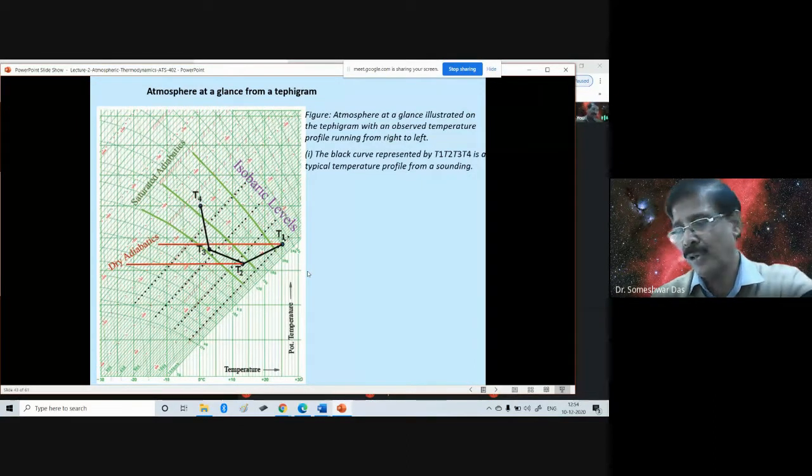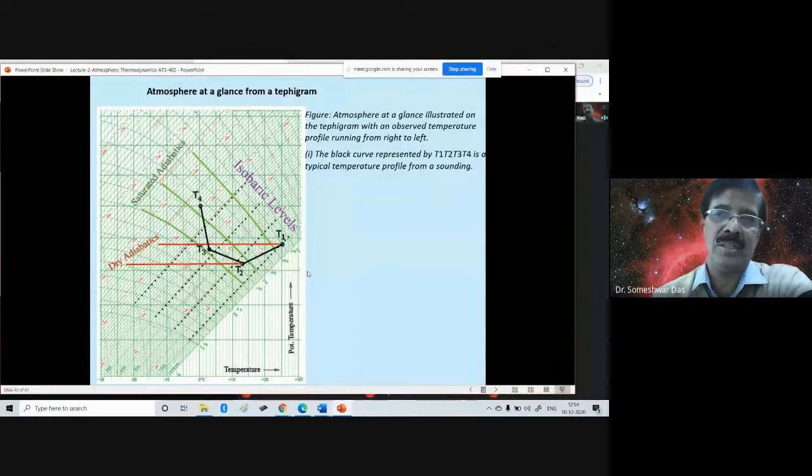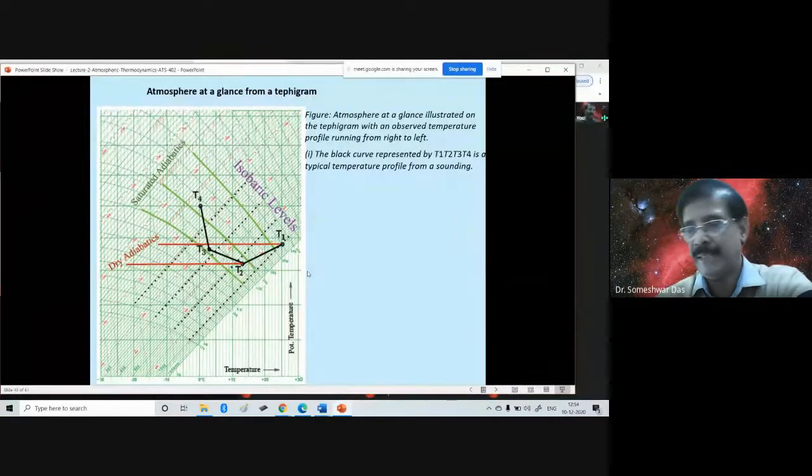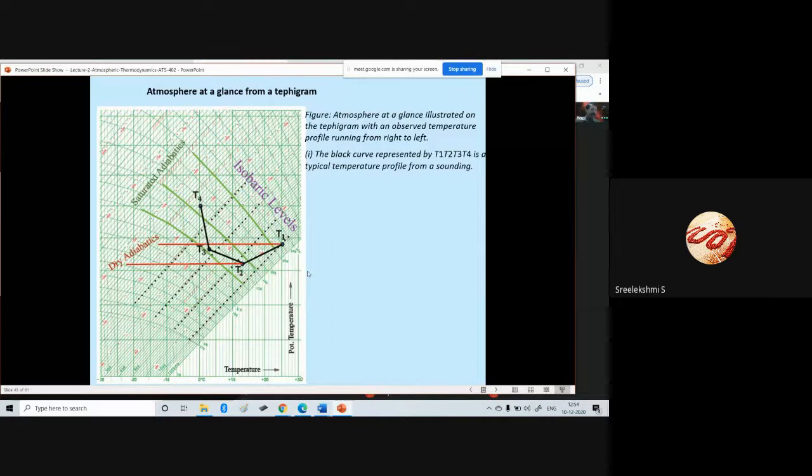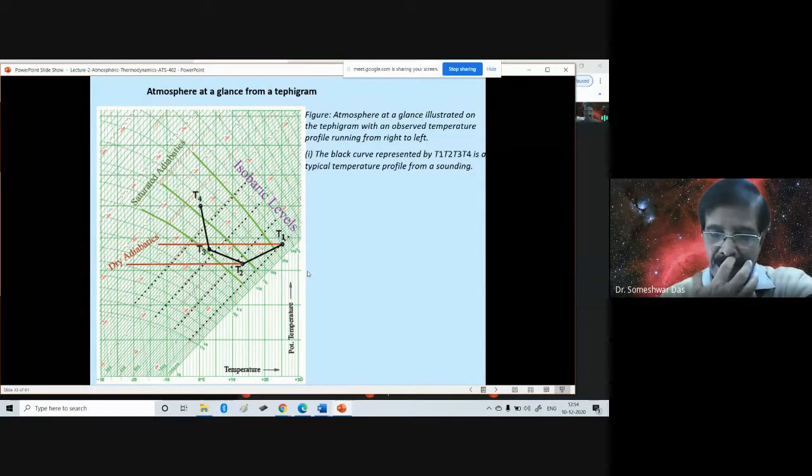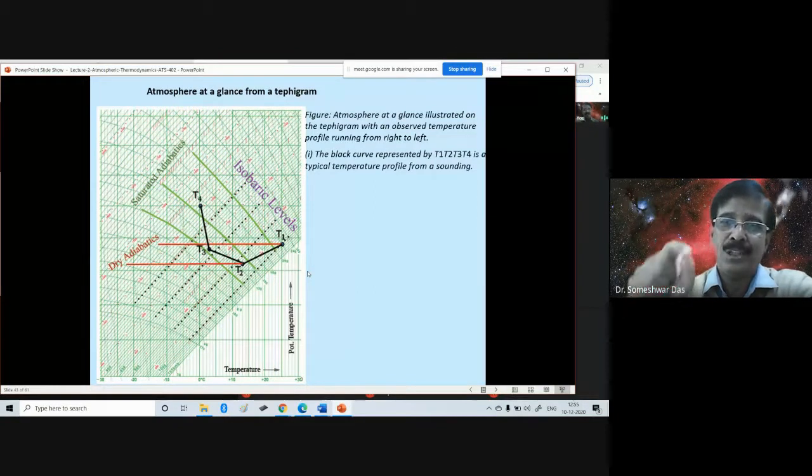There are also dropsondes. Just like the radiosonde, there are dropsondes. Dropsondes are opposite to the radiosonde, meaning the radiosonde we launch by tying the instrument to a balloon from the ground, whereas for the dropsonde, we fly on an aircraft and then drop the sonde from the aircraft.